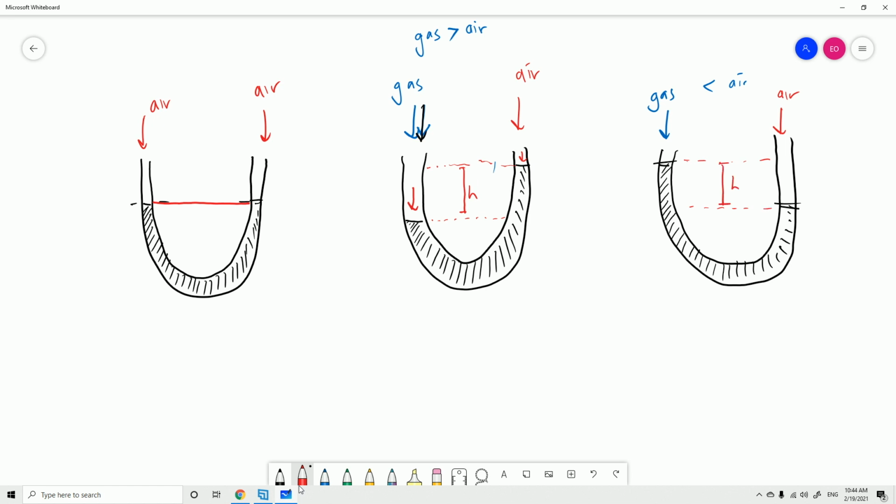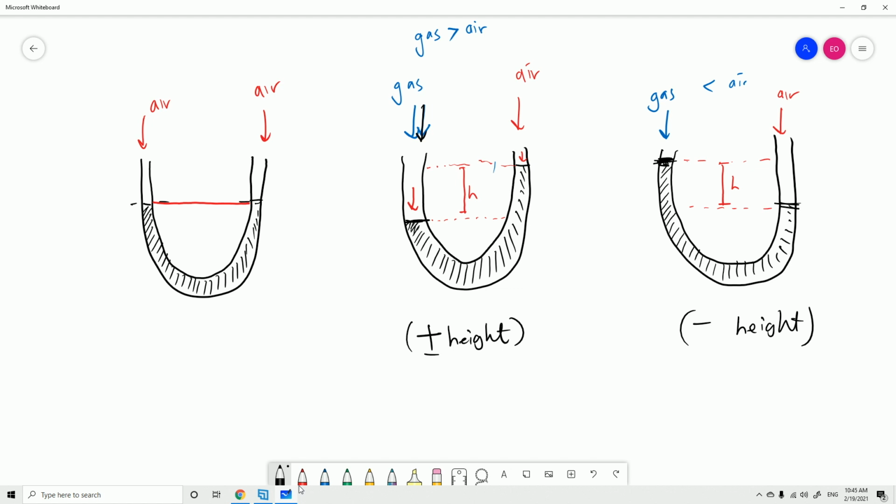And I want you to listen very carefully here, because what we're going to say is that when you have the pressure of the gas being higher than the pressure of the air, in other words, when you have the mercury, or whatever liquid it is, lower on the gas side than the air side, we're going to say that it's positive height. So when we calculate the height, we're going to use a positive number. But when the gas pressure is lower than the air pressure, or in other words, when you have the liquid being higher on the gas side than the air side, we're going to use negative height.